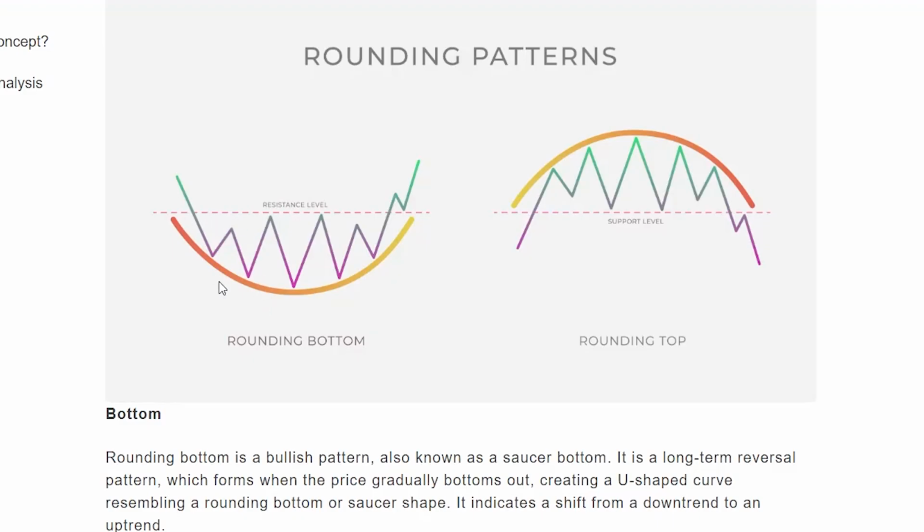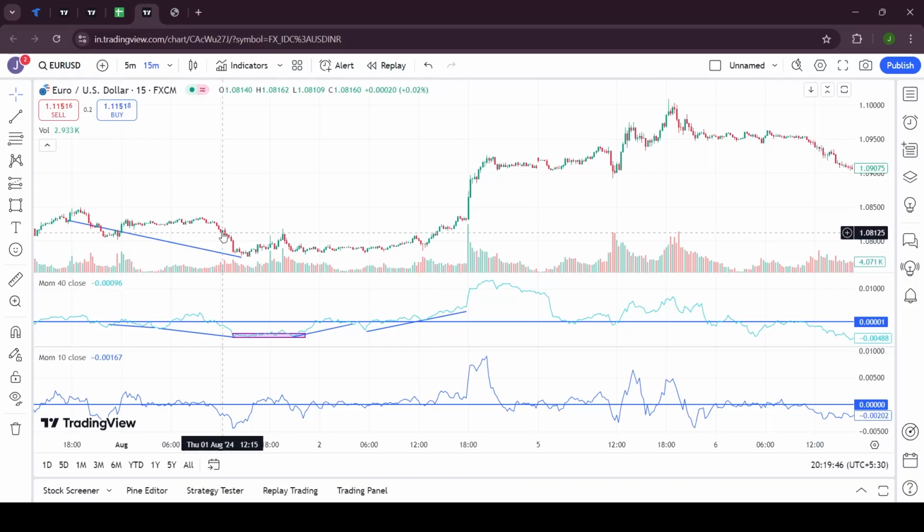So I just opened this rounding pattern. Here we can see a rounding bottom in which the price is just consolidating at this level, and this is called a resistance level, in which it will break the previous lower low. Once it breaks, the reversal will start, and the market will move.